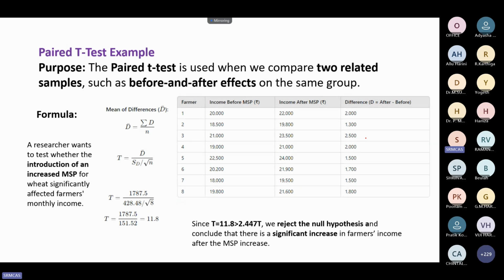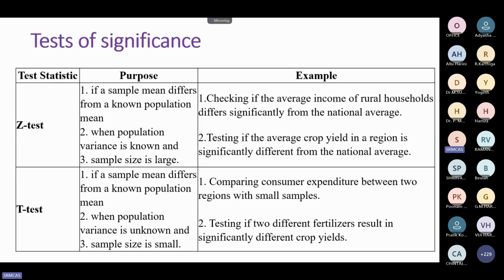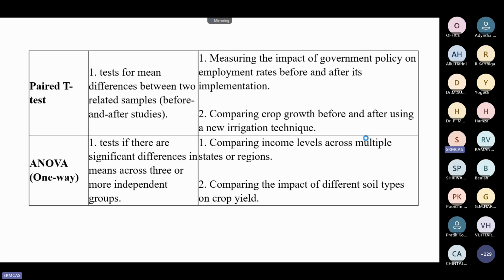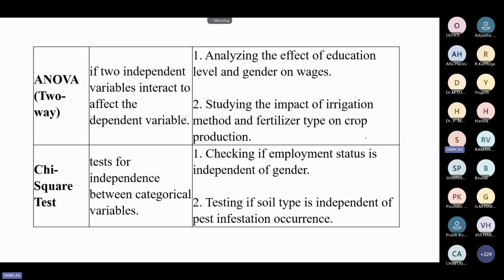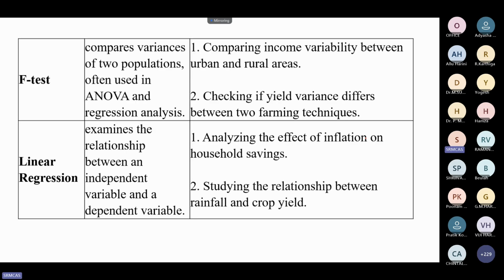So I have given some examples for different kinds of significance tests: when the population parameters are known and the sample size is more than 30, and the t-test, which is used even when the sample size is lesser than 30 and you do not know the population parameters. Okay, and the paired t-test, ANOVA two-way, chi-square test, F-test, linear regression. So in many kinds of analysis, this test of significance is always used.